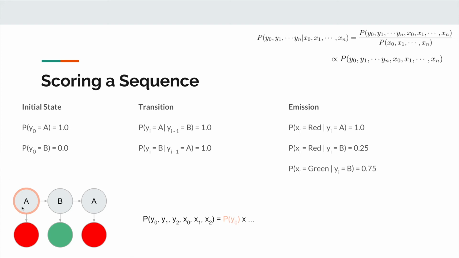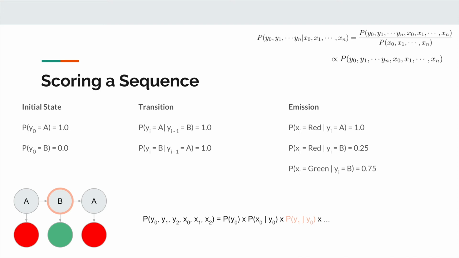So how do we do that? First we need Y0 to be A. That is the probability of Y0 equals A, this value here, so that captures this state variable. And then we need to capture its emission: what's the probability of red given I'm in state A? That's the second term. And then we continue with the second step in the sequence. Here we find the probability of Y1 being B, given that Y0 is A.